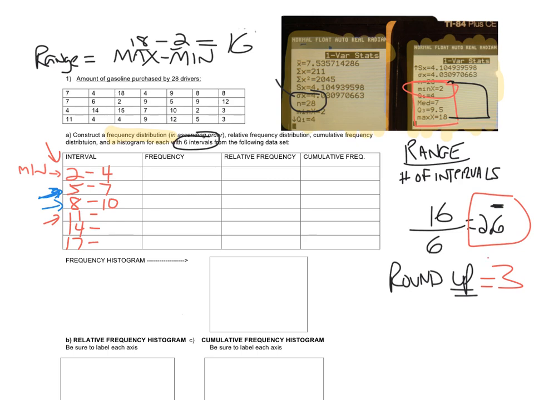And you see how we use this 3 to get the starting points of the intervals, what they call the lower class limits. We're adding 3 as we go. So 13, 16, 19. So we get our interval size, our class width, by taking the range and dividing by the number of intervals, and then you round up based on the data.